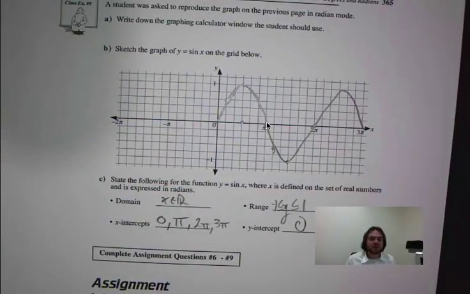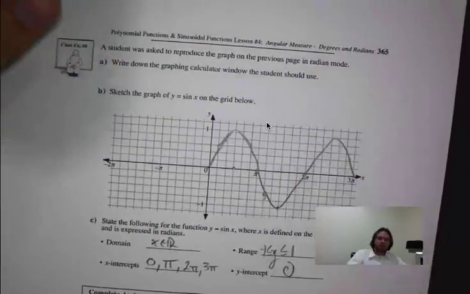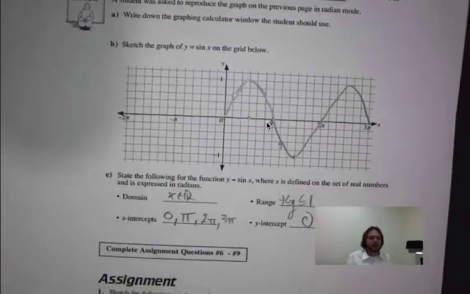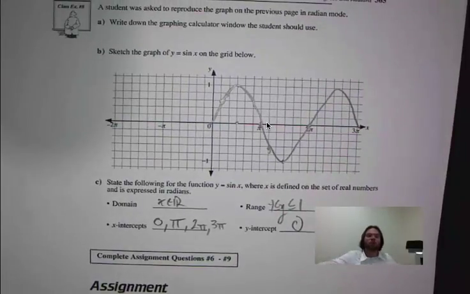And that's it. Okay? So it says write down the window. I kind of showed you in here, so you could just use that and copy what my calculator had. And that is everything. So hopefully you understand a little bit of the introduction to sinusoidal functions.